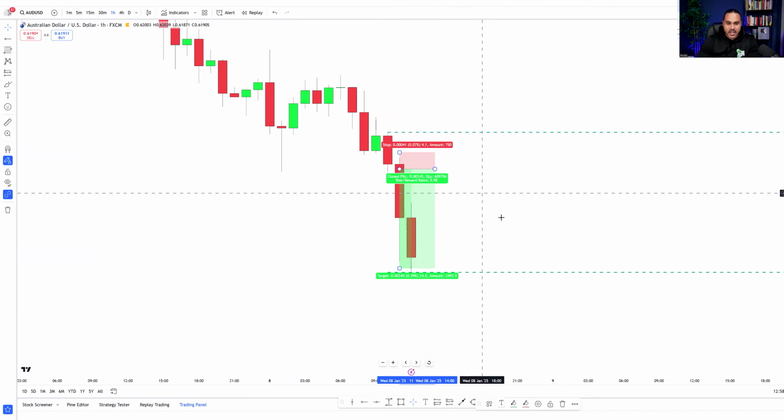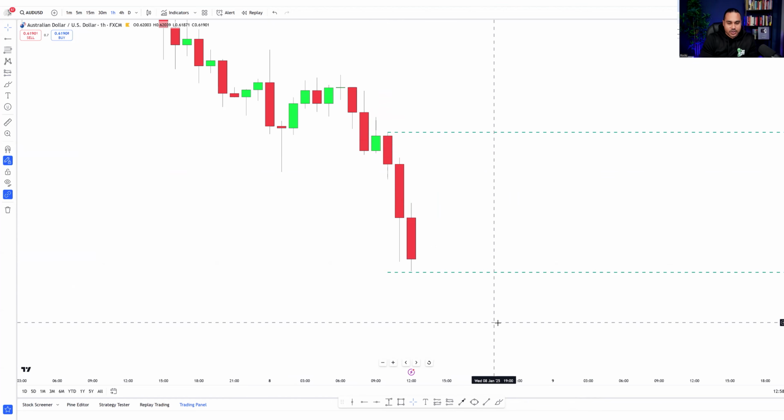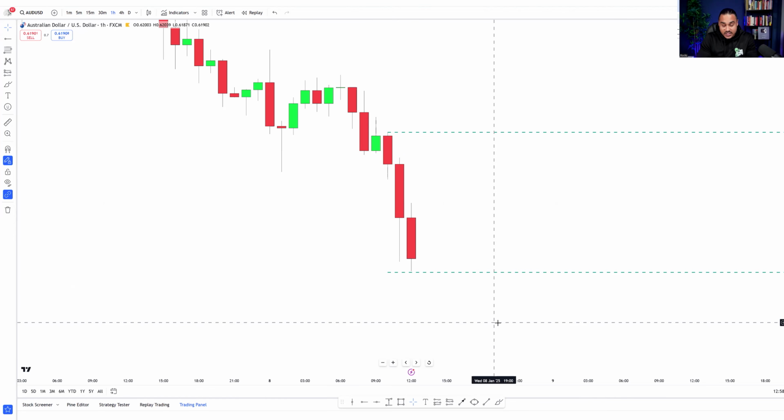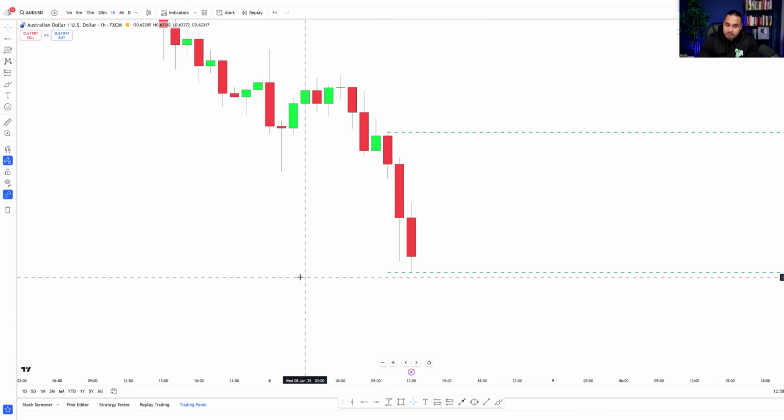Now, how complicated was that? All we focused on is the simple fact that the 4H candle is currently bearish. We anticipate it to close bearish. And now we're just using scaling down techniques to identify a pattern that correlates or has confluences that associates to our personal strategy, whether it's a breakout, a break and retest, or the two candle theory trade.